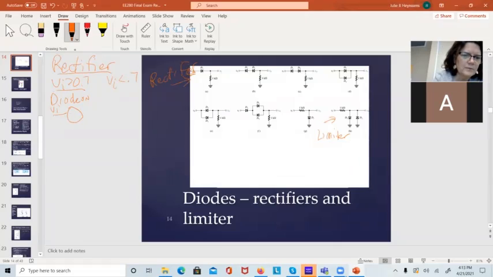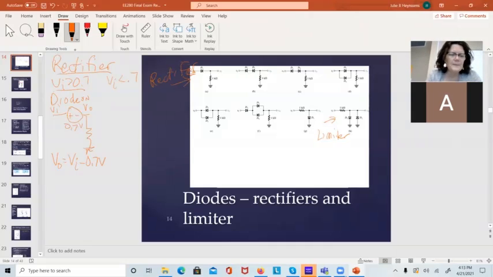Like this, positive minus 0.7 volts into a resistor. We've got V out. So if I write a KCL equation across here, Vn minus 0.7 of a volt will equal V out, that's V out will equal Vn minus 0.7.